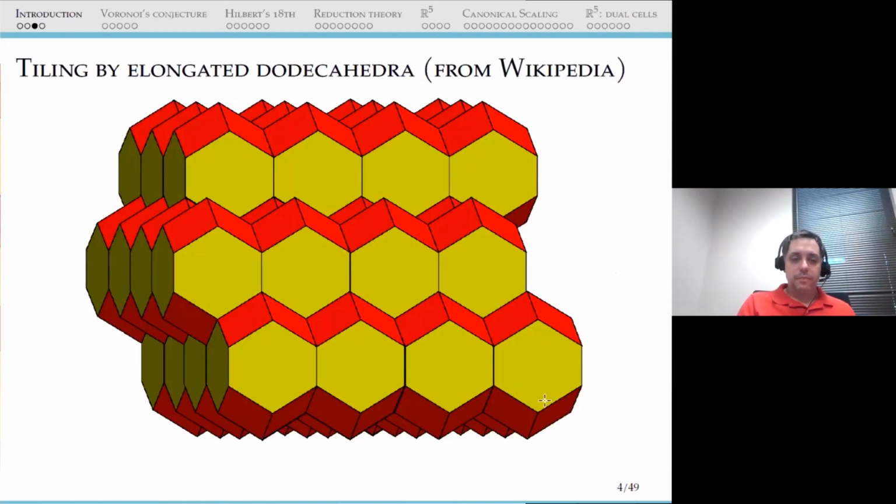Here's, for example, a tiling of three-dimensional space with elongated dodecahedra, and it's a slightly different dodecahedron than the one I had there. Basically, the polytope forms layers. Here are 3 layers, and these layers are compatible. So that's really possible.